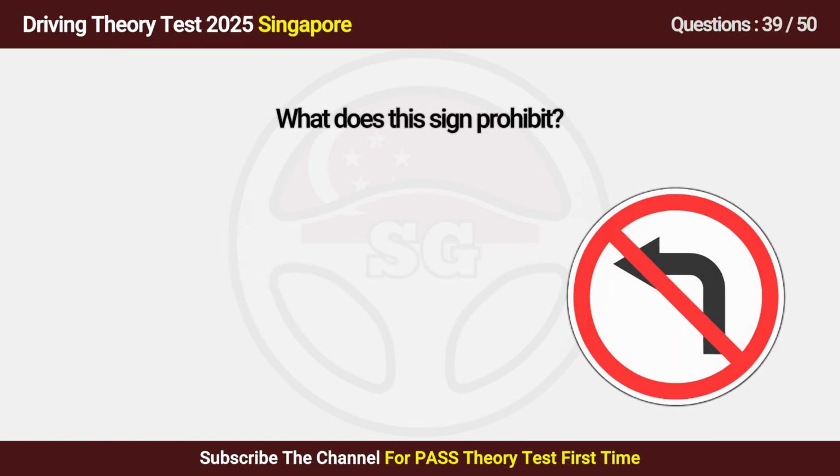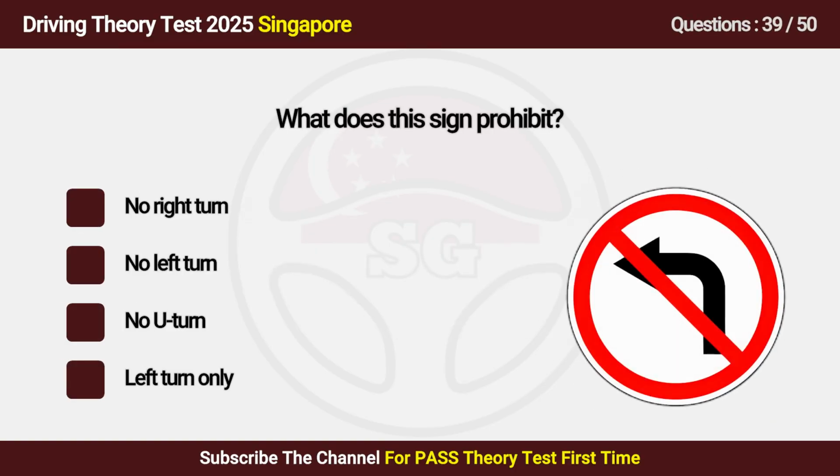Question 39. What does this sign prohibit? A. No right turn. B. No left turn. C. No U-turn. D. Left turn only.